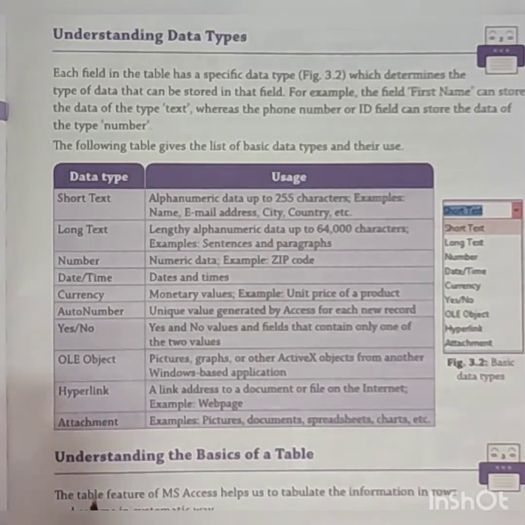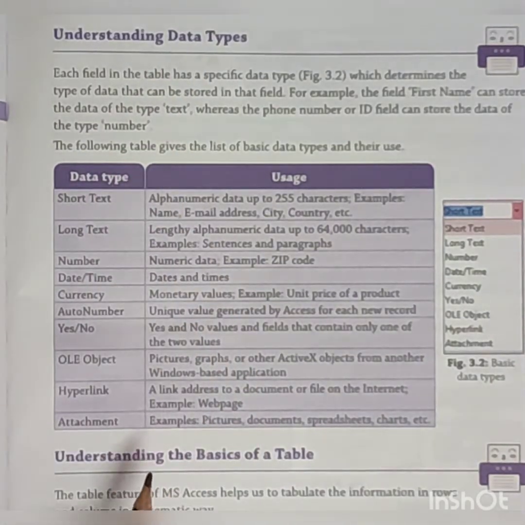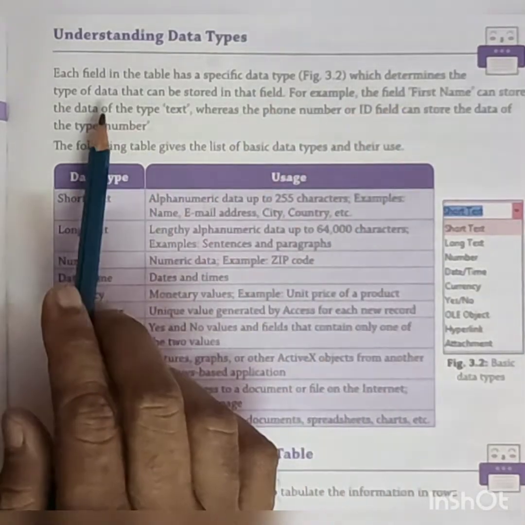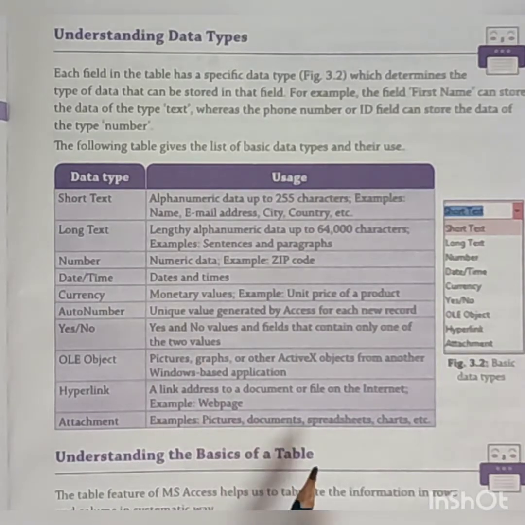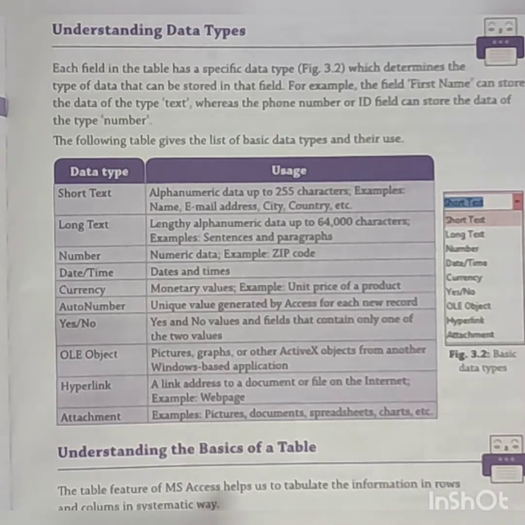next we have data type. So what is a data type? A data type determines the type of data that can be stored in a field. For example, suppose you want to write your name. If you want to write your name, you will use text. If you write a digit, you will use number. So these are called data types.